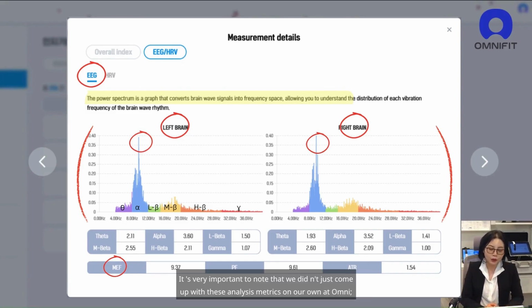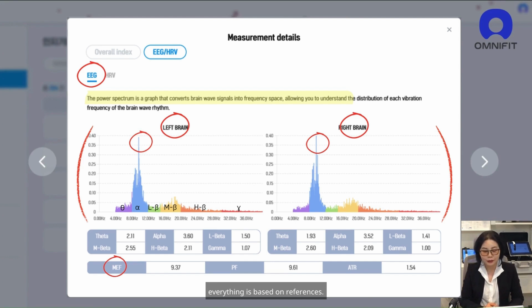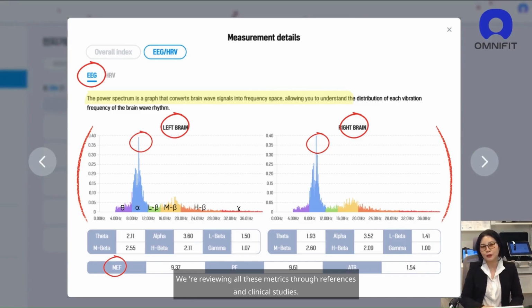It's very important to note that we didn't just come up with these analysis metrics on our own at Omni. Everything is based on references. We're reviewing all these metrics through references and clinical studies.